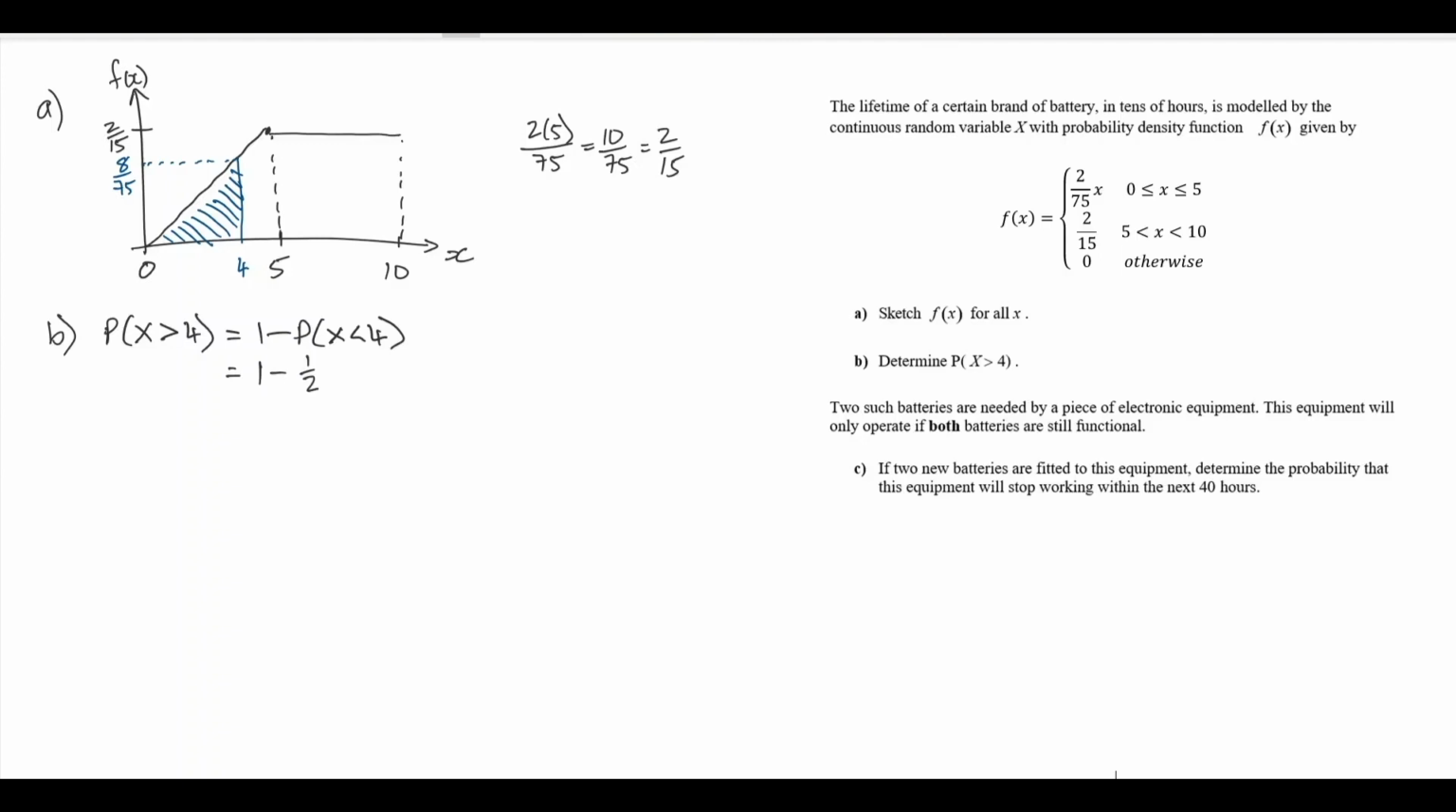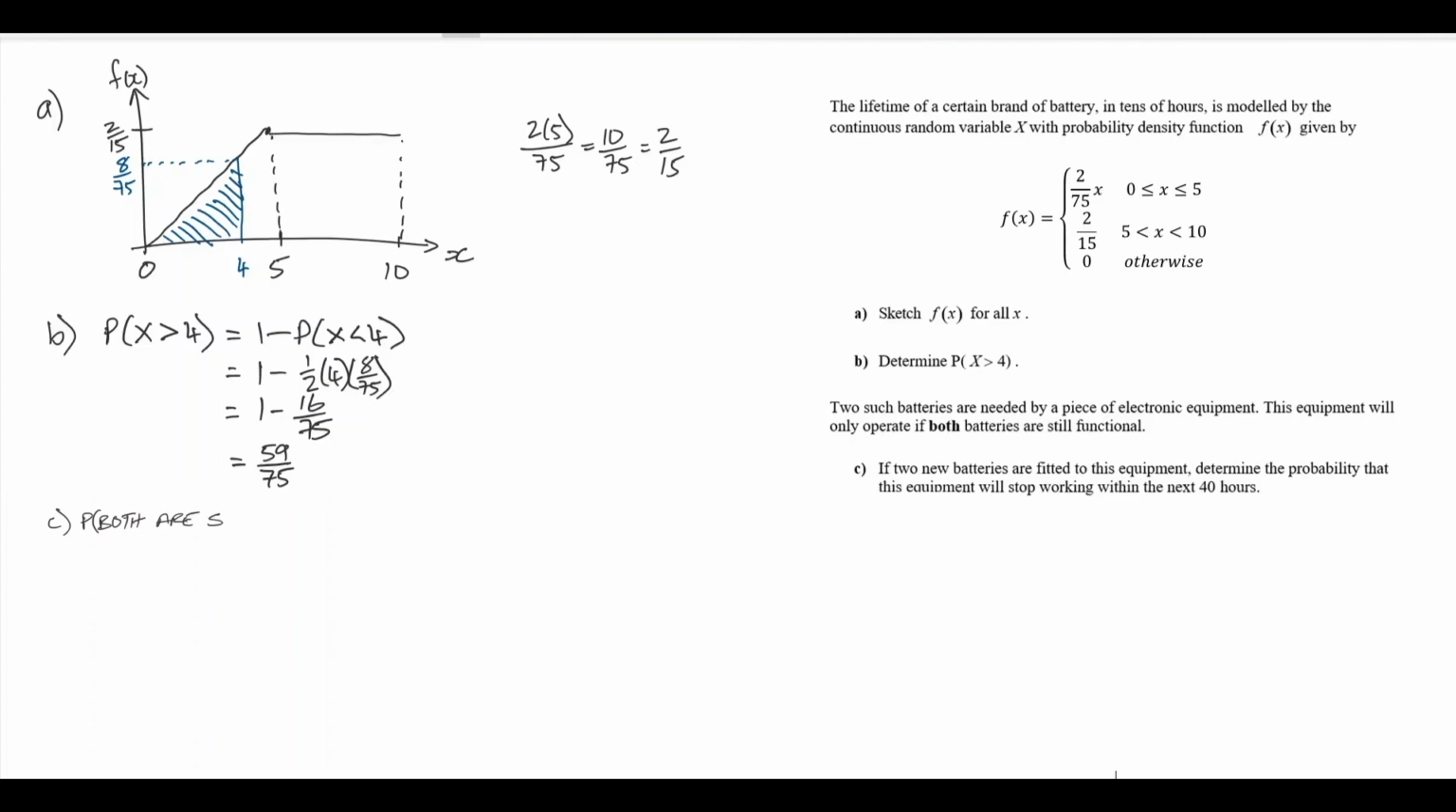The area of the blue triangle is going to be half times the base times the height. Half times 4 times 8 over 75. That is 16 over 75. And if we do a 1 minus, we're left with 59 over 75. That is the probability that x is greater than 4.